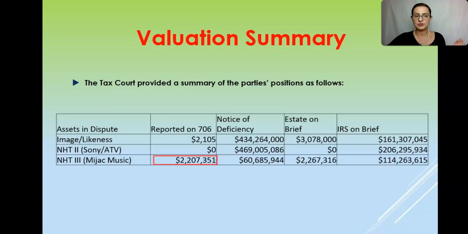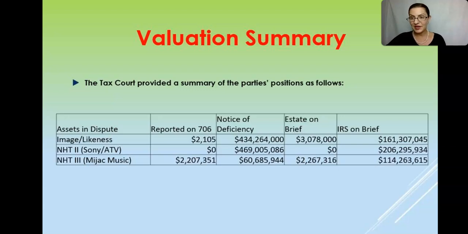And then Michael Jackson's interest in Mijak was valued at $2,207,351. On the estate tax return, the value of these assets was listed at $2,209,456. That's what the estate valuation was. The IRS, on the other hand, came up with a value of almost $500 million for these same assets. This is a very different number than this one over here. So this is what the estate and the IRS were arguing about for almost 10 years.